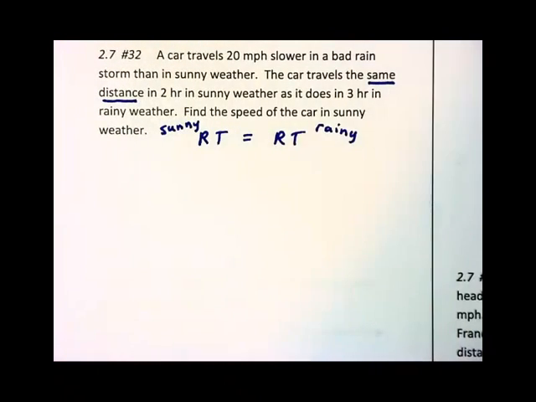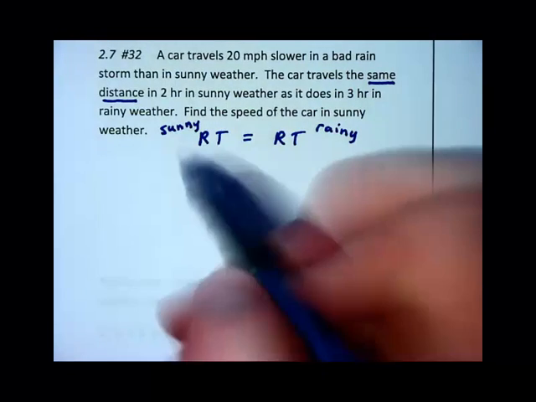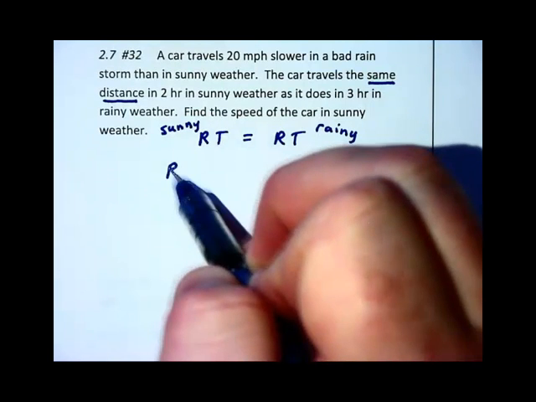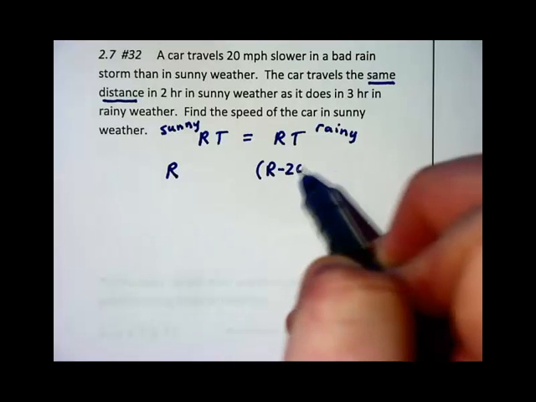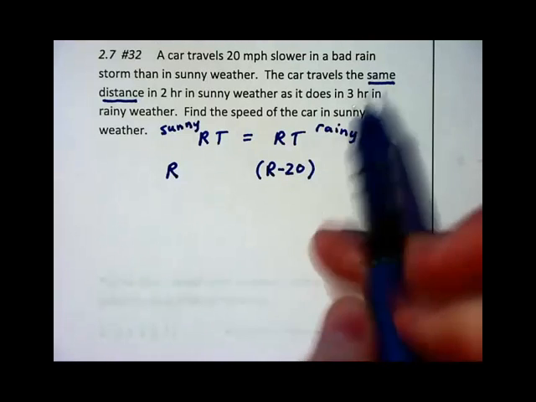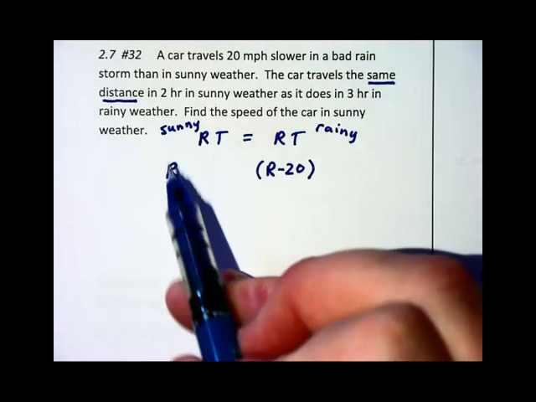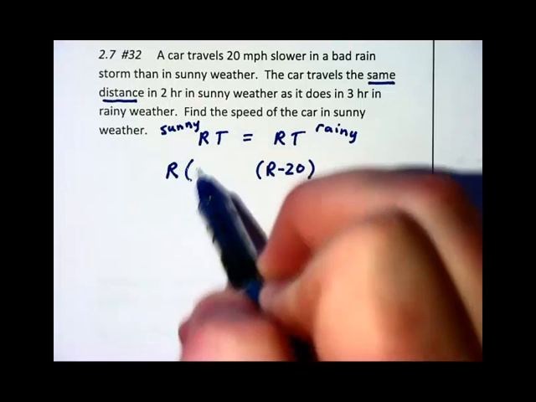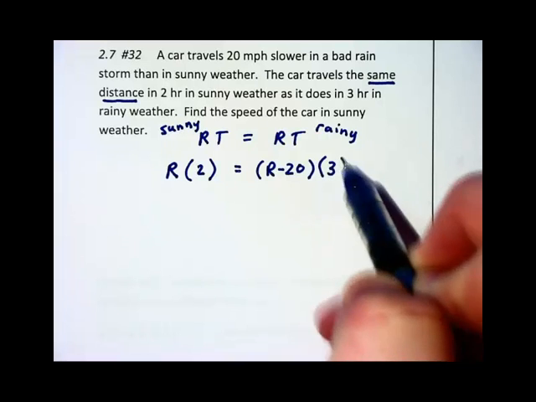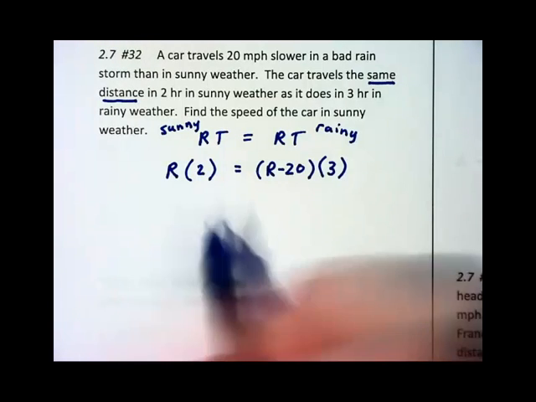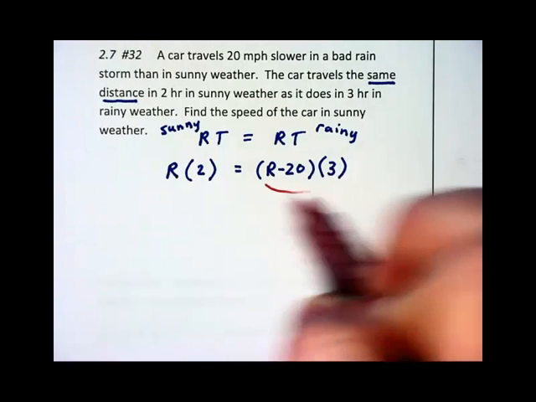Here we go. A car travels 20 miles an hour slower in rain. So in the sun they're traveling R, in the rain they're traveling R minus 20. The car travels the same distance in 2 hours in sunny weather, so 2 hours in the sun, as it does in 3 hours in the rain. Done. There's our setup.